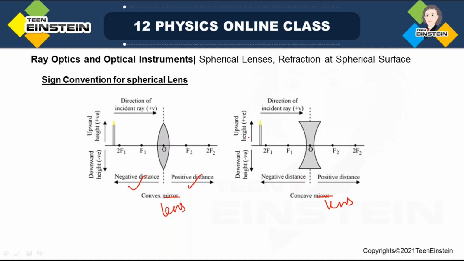and upside positive, whereas down it will be negative. Okay, so this is all about sign convention.